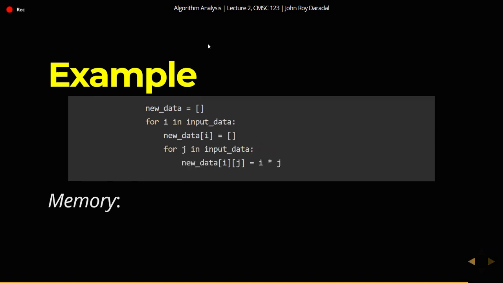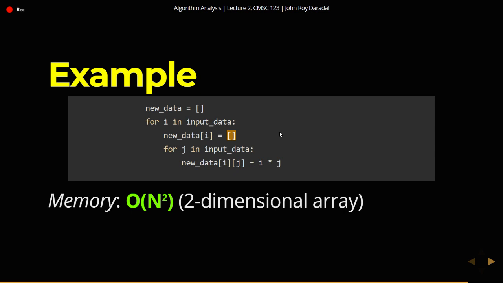How about this one? So new data is equal to an array, but for i in input data, we also initialize new data i to a new array, and then new data ij is equal to the product of i and j. So this will actually take O of n squared, because this time we have a two-dimensional array. Okay, so it's not only a one-dimensional array. Inside each array item, you also have another array. So it's n squared.